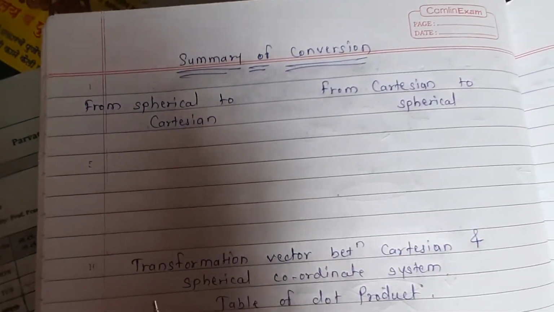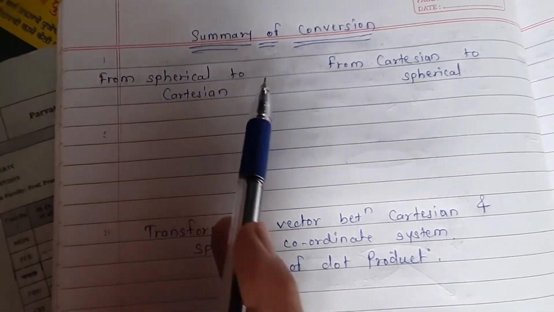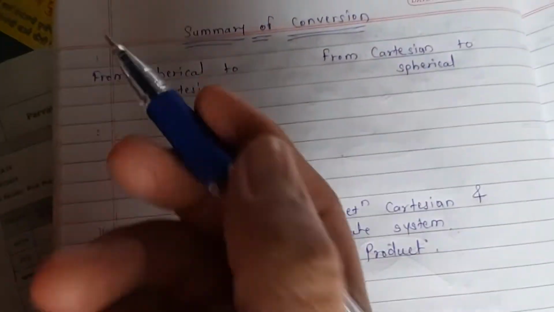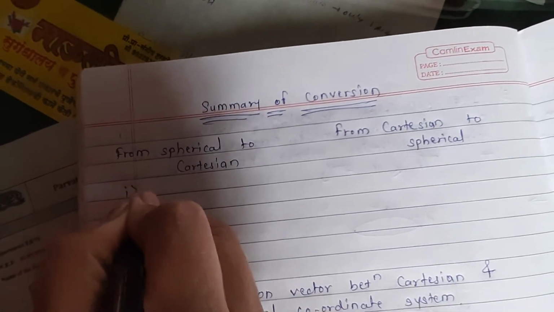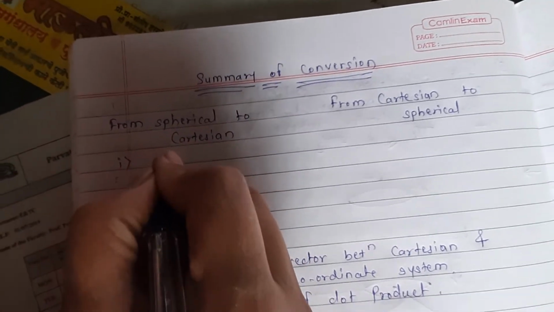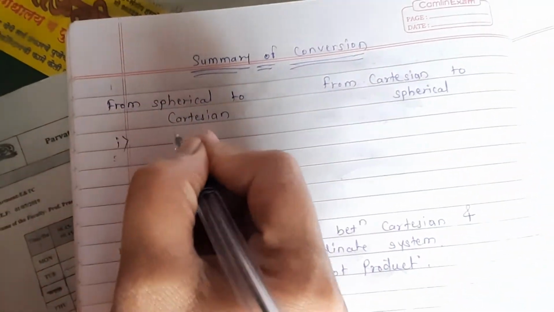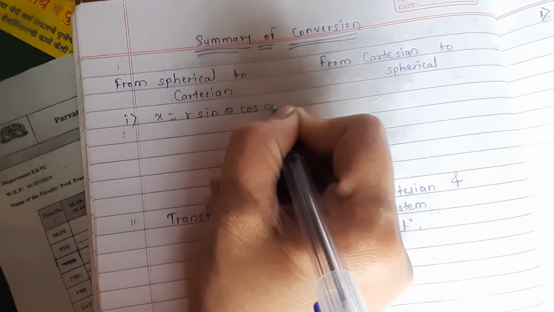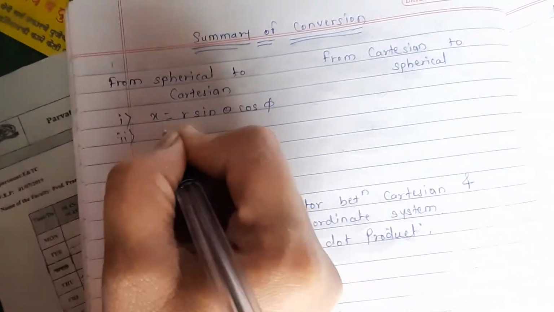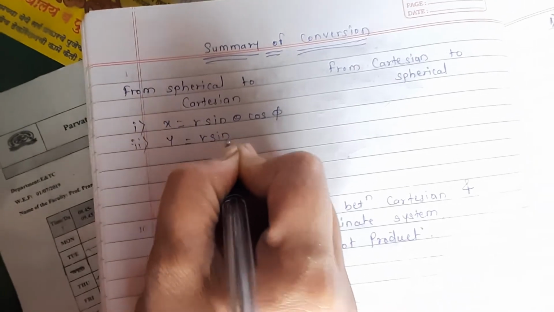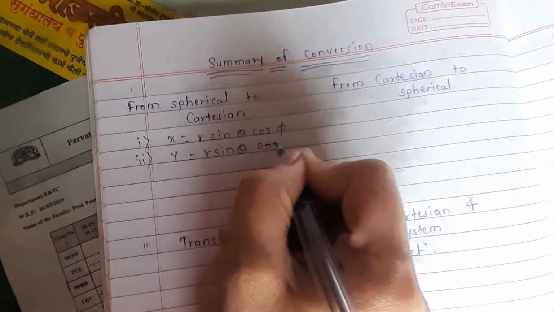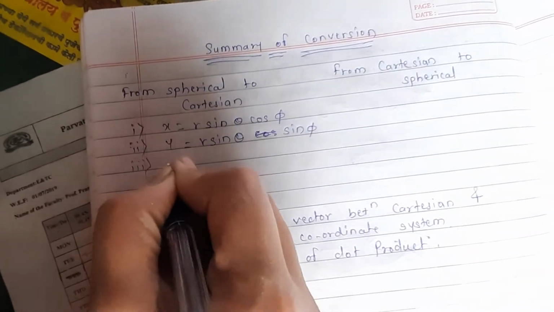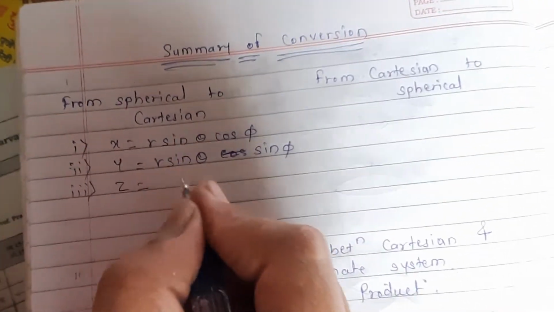First we will see a summary of conversion. First, from spherical to Cartesian, and from Cartesian to spherical. These are the formulas used for spherical to Cartesian and Cartesian to spherical. The first one is x is equal to r sin theta cos phi. Second, y is equal to r sin theta sin phi, and z is equal to r cos theta.